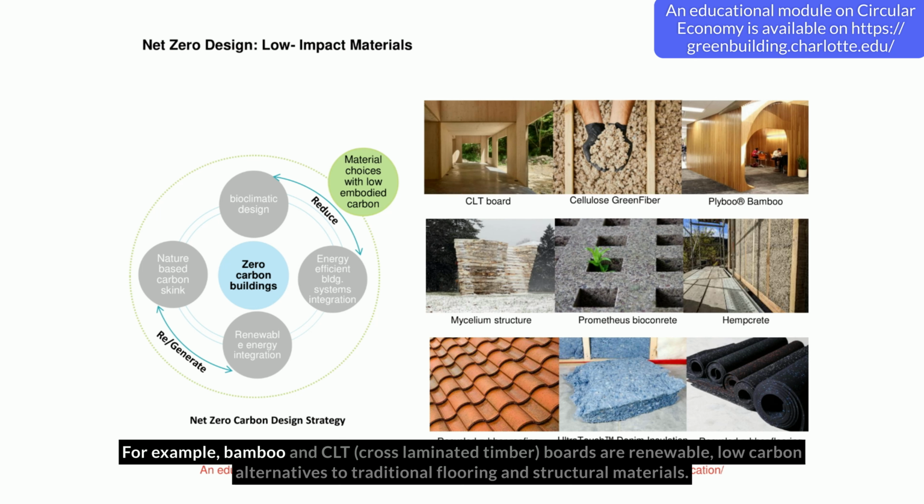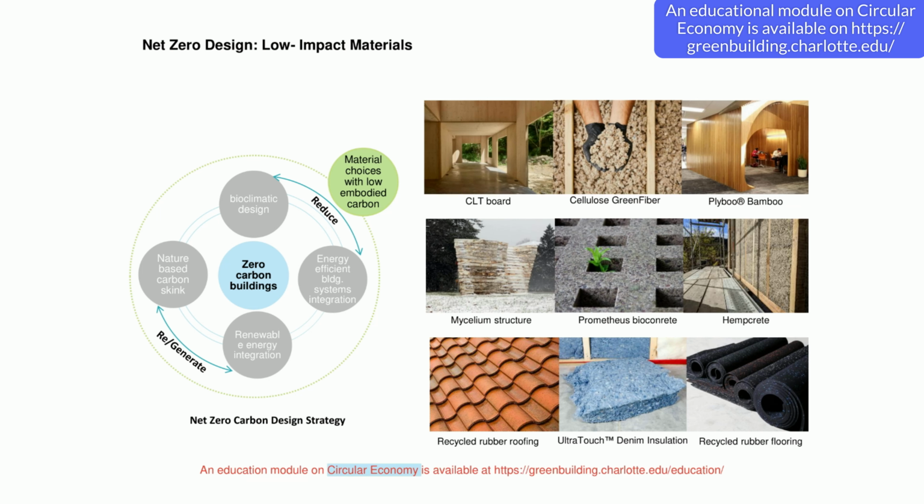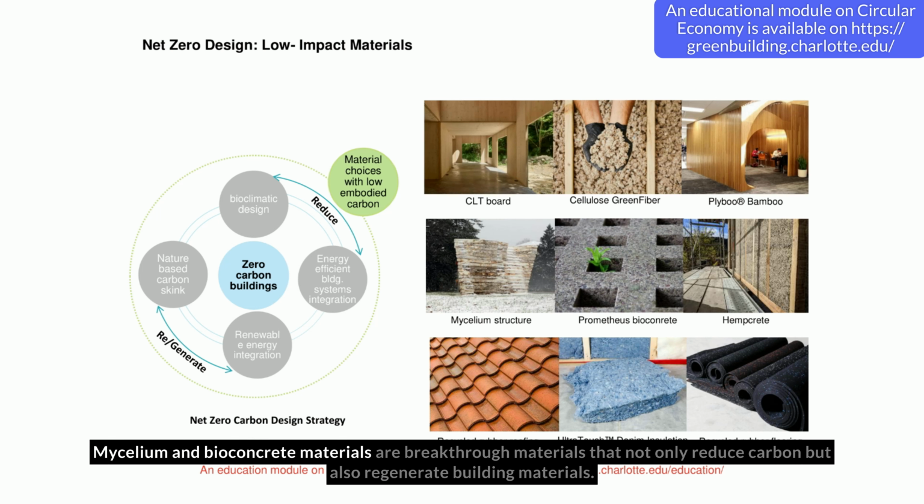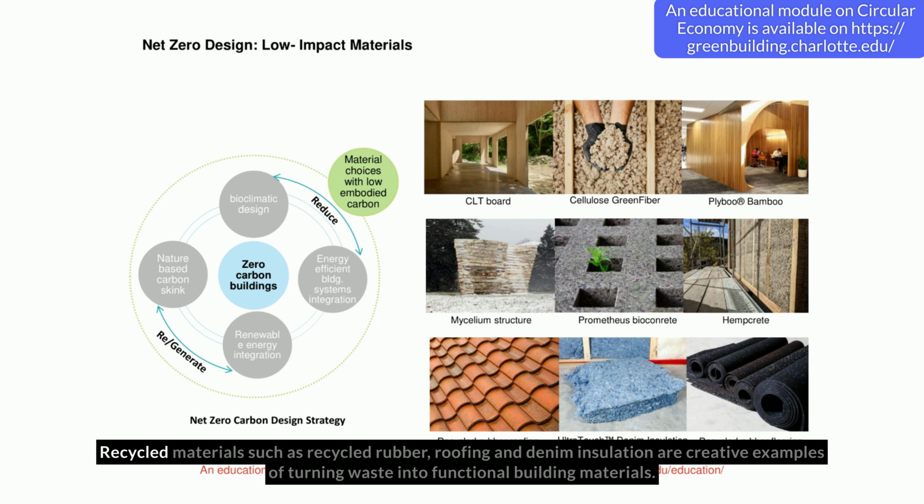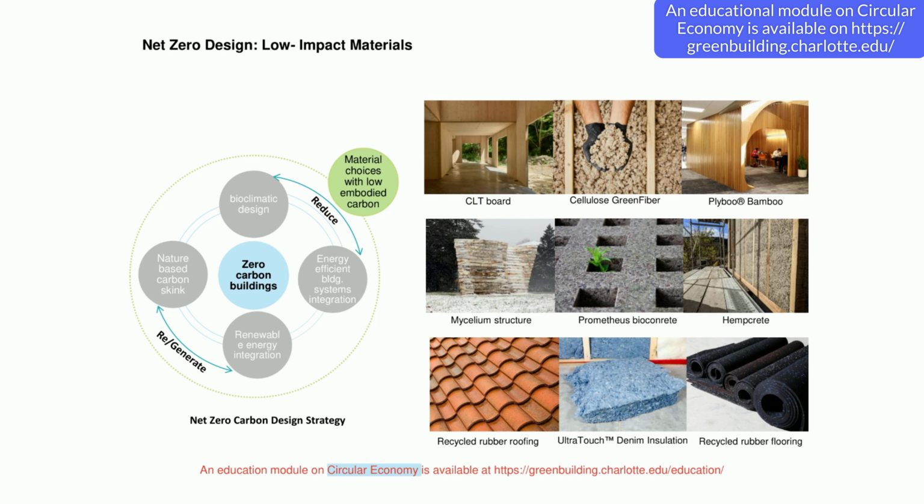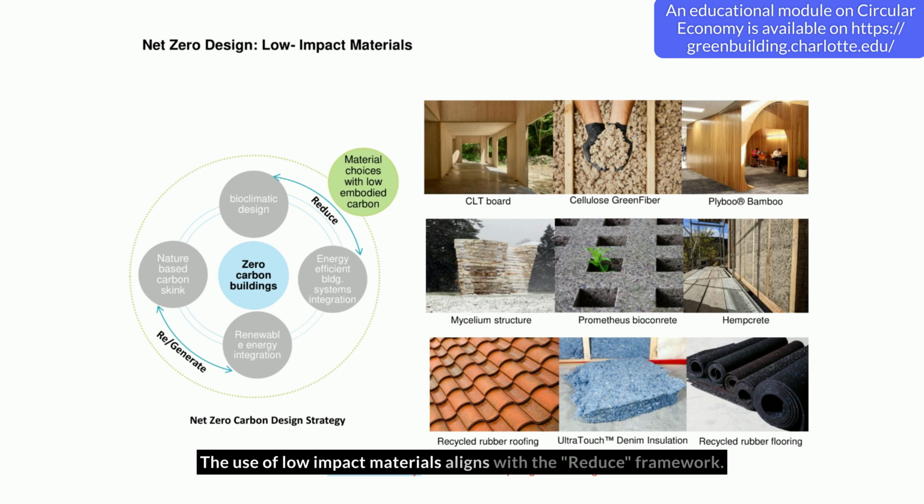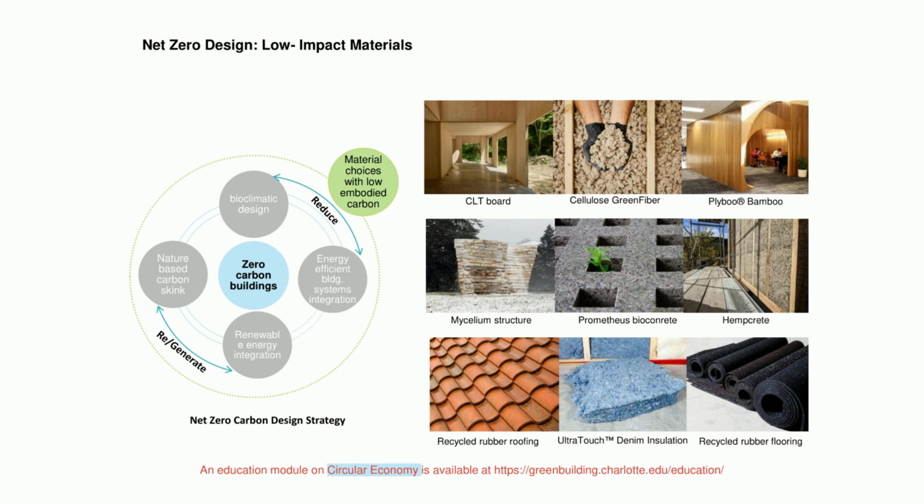For example, bamboo and CLT (cross-laminated timber) boards are renewable, low-carbon alternatives to traditional flooring and structural materials. Mycelium and bioconcrete are breakthrough materials that not only reduce carbon but also regenerate building materials. Recycled materials such as recycled rubber roofing and denim insulation are creative examples of turning waste into functional building materials. The use of low-impact materials aligns with the REDUCE framework.